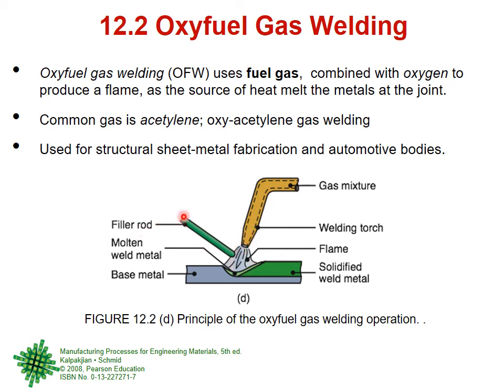Here there will be a filler rod. There will be a material, right? You want to join two materials, but you will also have a third material which is used as a filler. So this will also melt. This base metal will melt, the top sheet will also melt, and the filler rod will also melt. And all of this is the molten weld metal, right? And later on it will solidify.